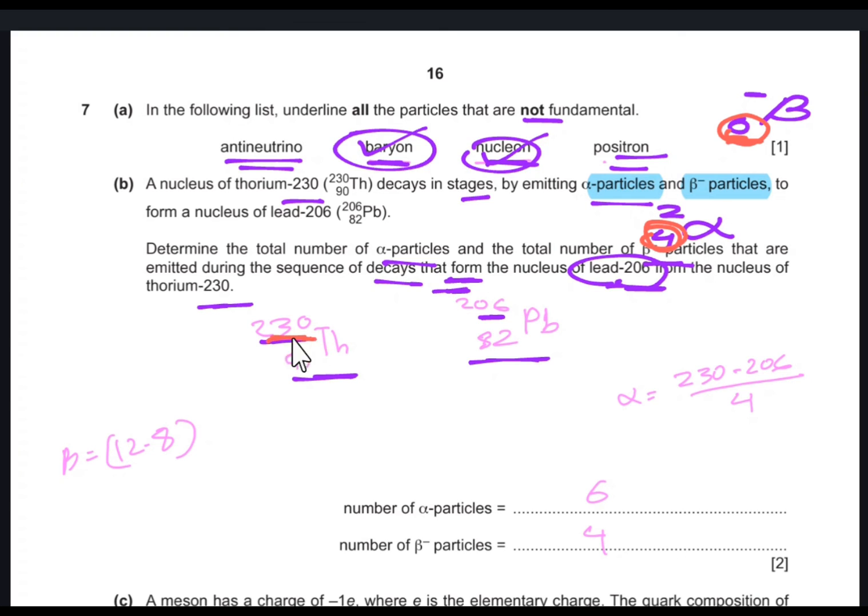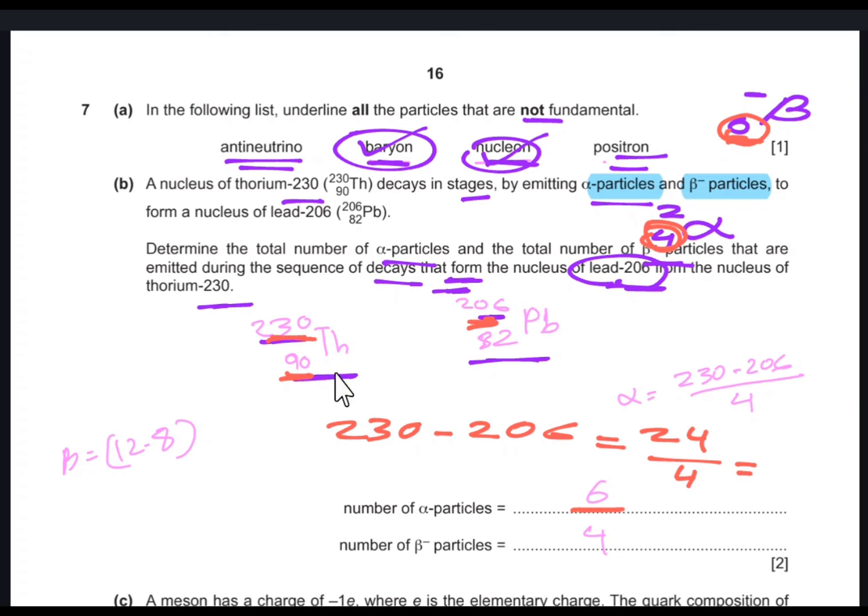So first of all, we calculate how many alpha particles are emitted. It is 230 minus 206. So the answer comes to be 24. The decrease in mass is 24, and each alpha particle has a mass of 4. So if we divide this by 4, we get the number of alpha particles that are emitted, that is 6. So what is the number of beta particles emitted?